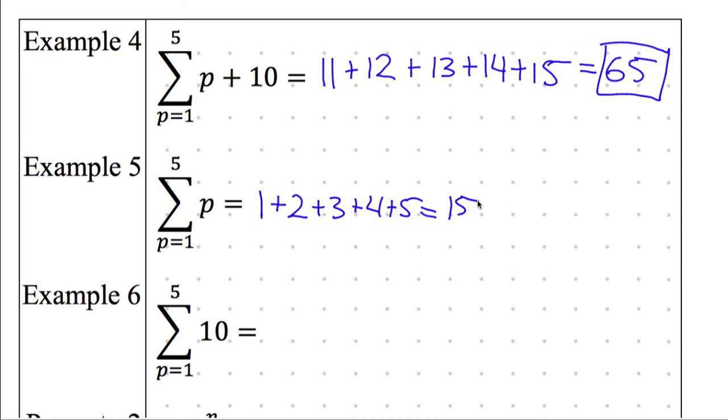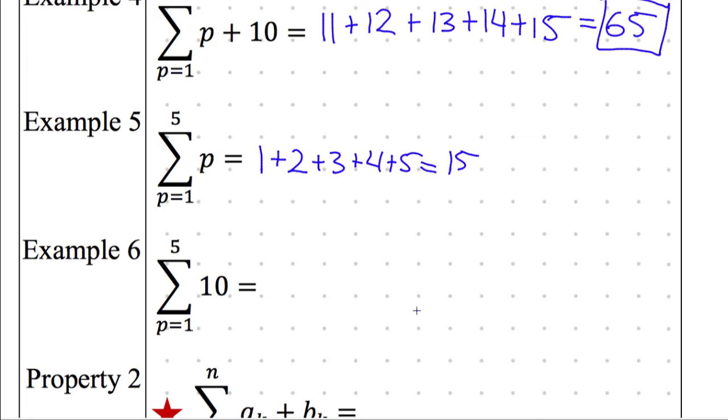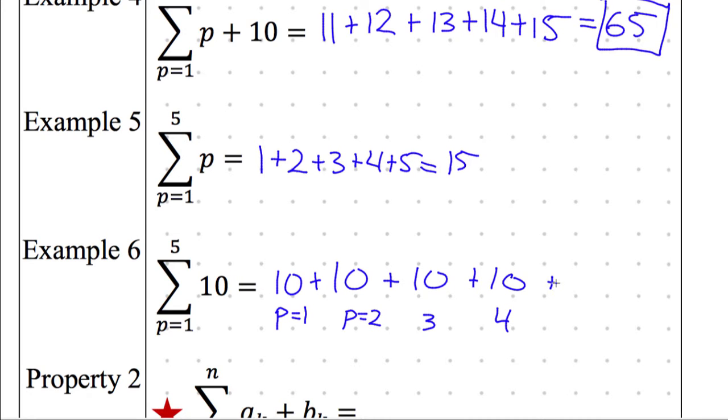Ooh, this is a tricky one. Example 6. There's no P. There's no P, so what do I do? So it'd just be 10. So when I plug in 1, oh, wait, 10 plus 10 plus 10 plus 10. 10 plus 10. So this was the value when P was 1. Then P equal to 2 is this value. Plus 10, that was 3. Plus 10, that was 4. Plus 10, that was 5. What's 10 plus 10 plus 10 plus 10 plus 10? Or 5 times 10? 20. I'm just kidding. So funny.